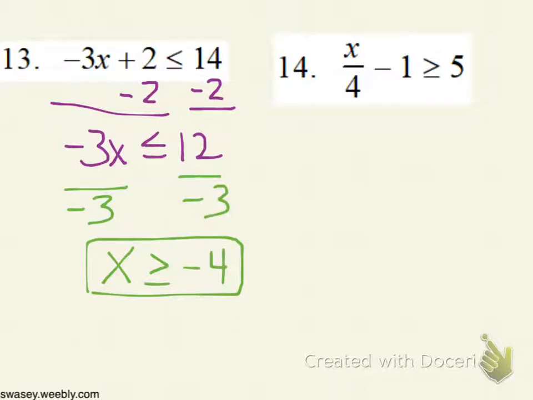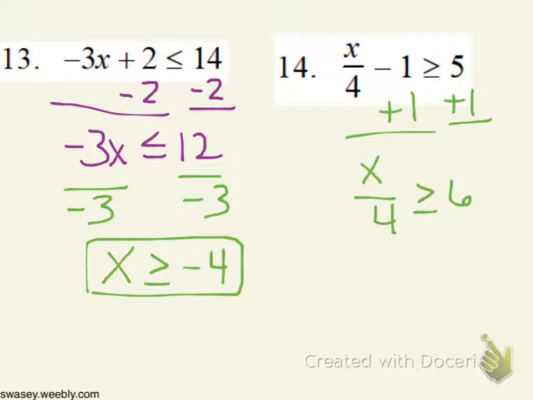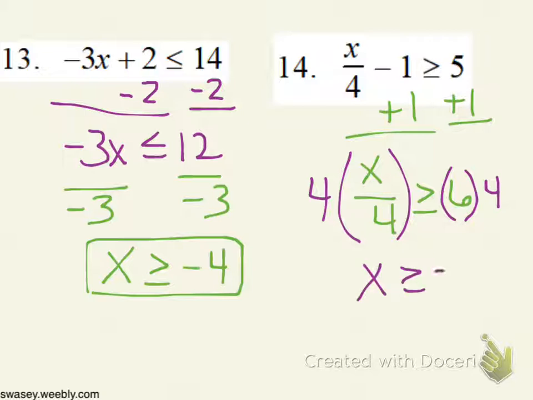14, to get rid of minus 1, we'll add 1 to each side. So we have x over 4 is greater than or equal to 6. To get rid of division by 4, we'll multiply both sides by 4. And so we get x is greater than or equal to 24.